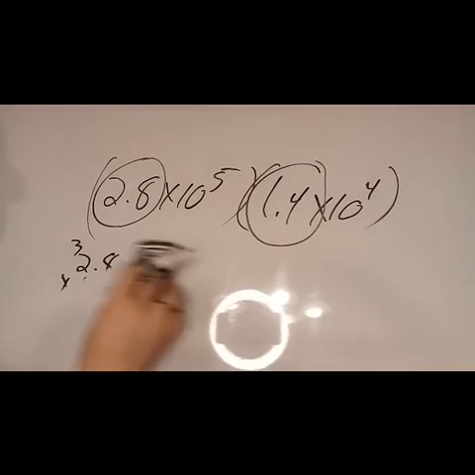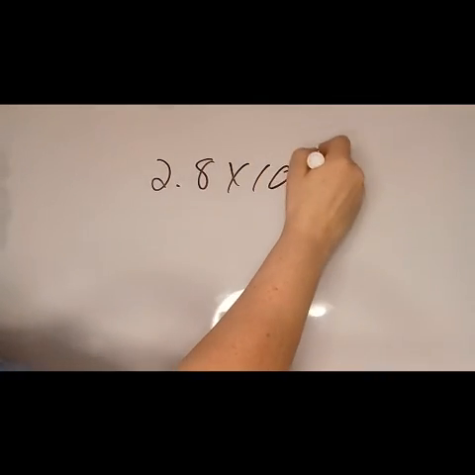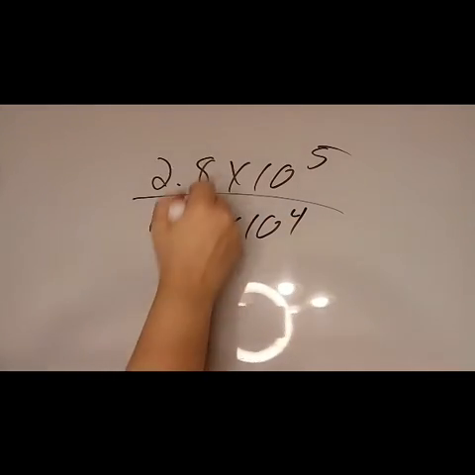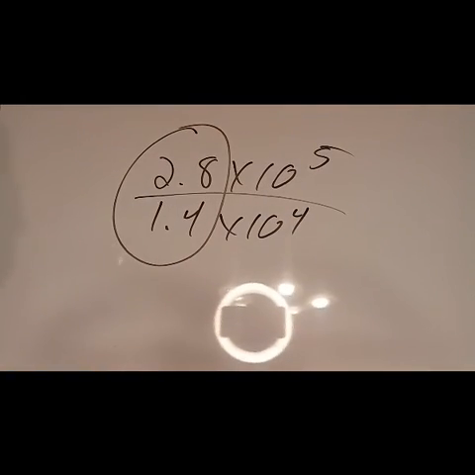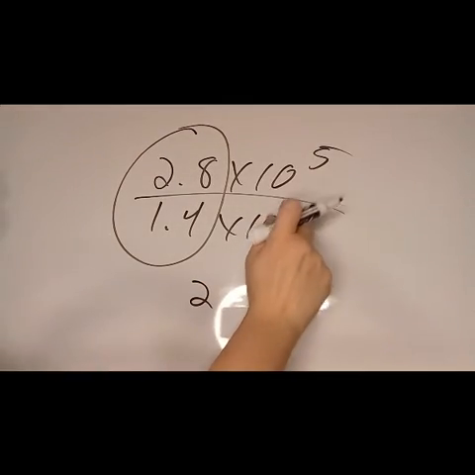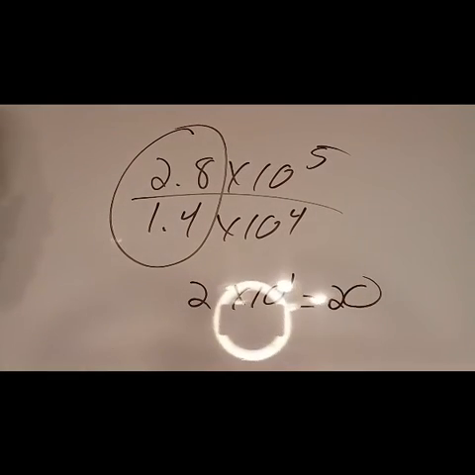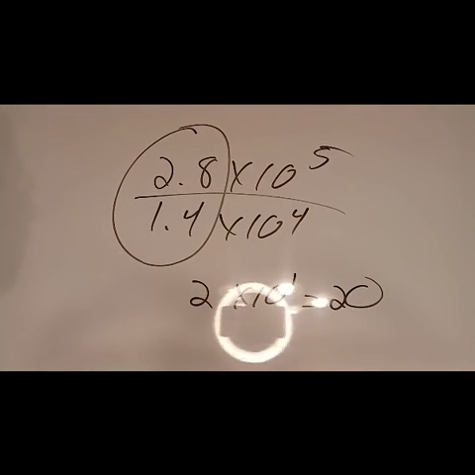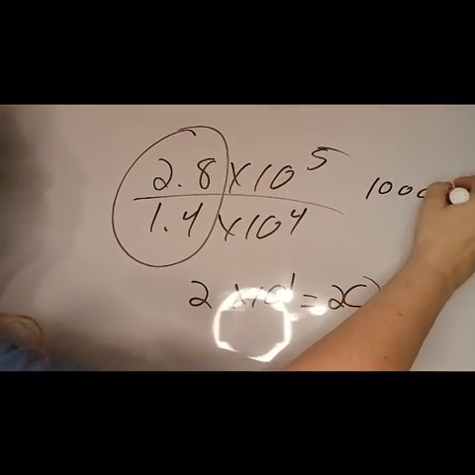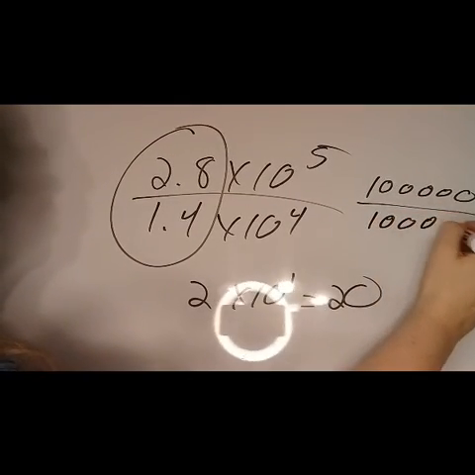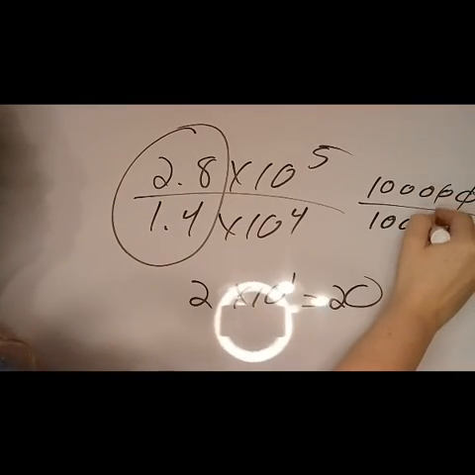Now let's divide them. All right. Again, we first look at this. We get a 2. And now we subtract these. 5 minus 4 is 1. 20 is our answer. All right, what's going on here when we do that is 1, 2, 3, 4, 5. 10 to the 5th is this. 10 to the 4th is that. We're just crossing off zeros.